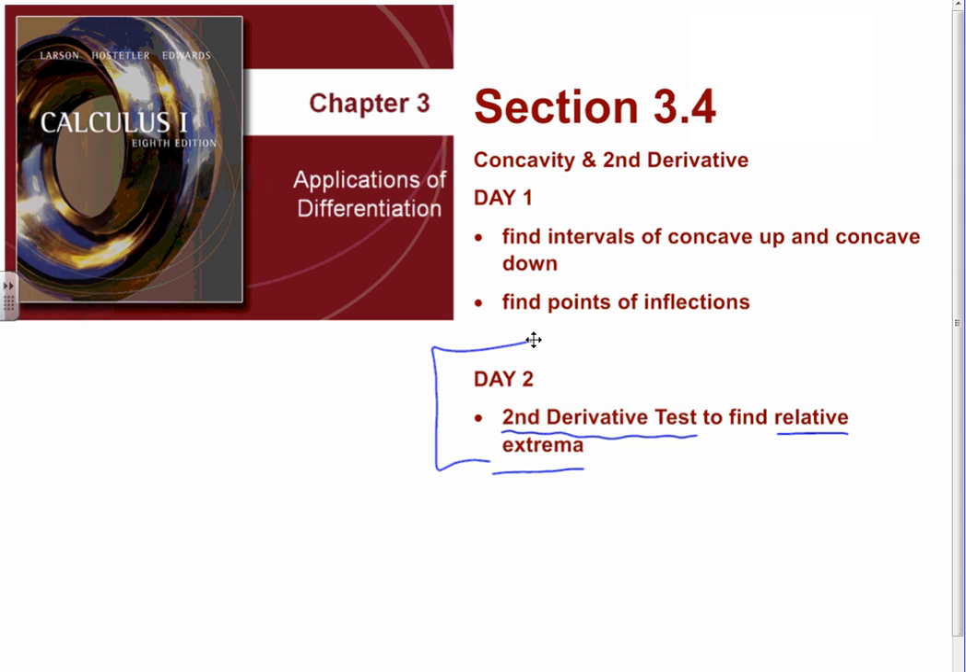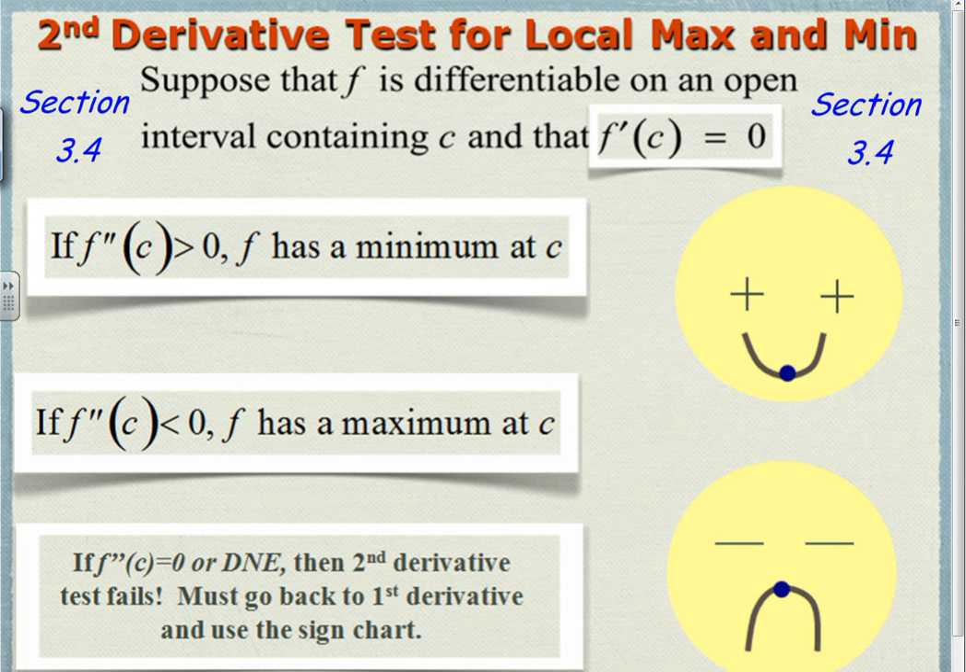If you recall, we have done the first derivative with a sign chart to determine relative extrema. This looks at it from a different perspective. How can I use the second derivative to find max and mins? So here's the basic idea: the second derivative test for the local max and min.